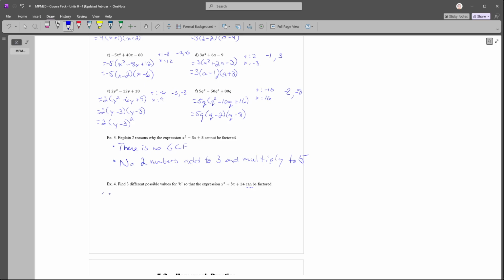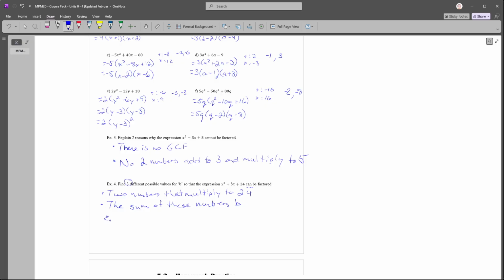24. Okay, so we need two numbers that multiply to 24. However, they also need to add to b. So that means that the sum of these two numbers is b. Okay. So what does that mean? It just means we need to come up with two numbers that multiply to 24 3 times, because it's asking for 3, and figure out what their sum is. Those are our possible b values.